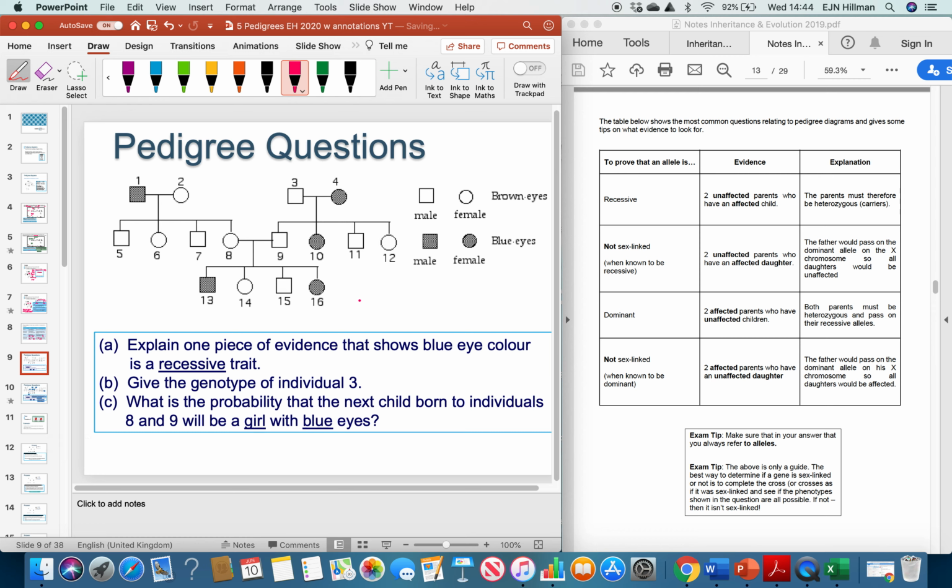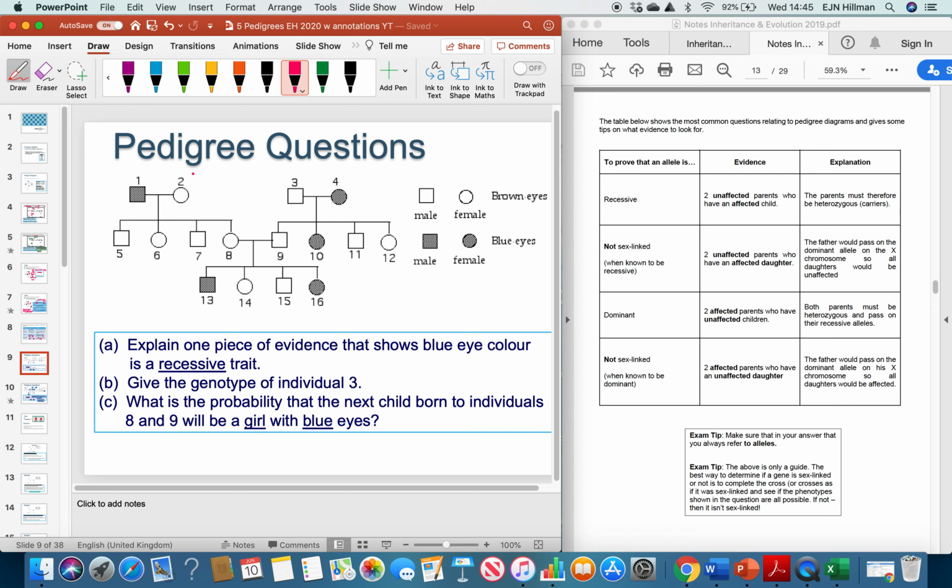So let's have a look at another question. This was a bit of a bigger pedigree, more strands to this family. One piece of evidence that shows that blue eye colour is a recessive trait. Okay, so we're looking for 2 parents with brown eyes giving birth or having children with blue eyes.